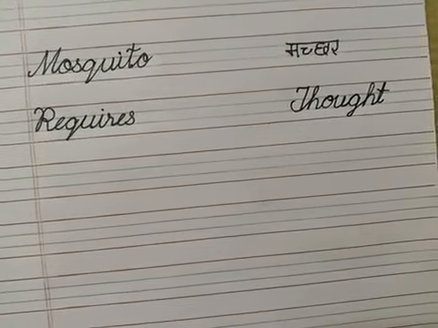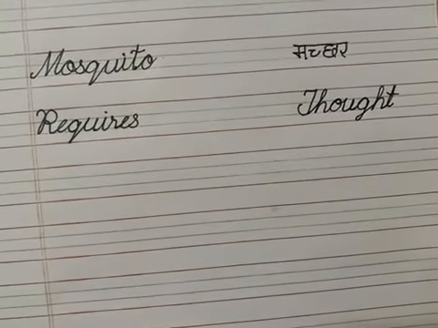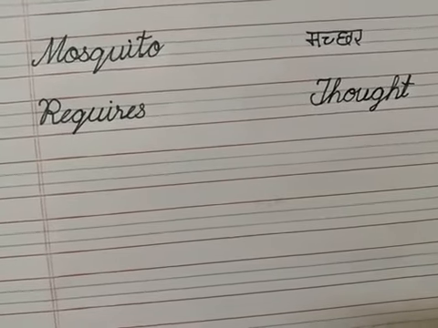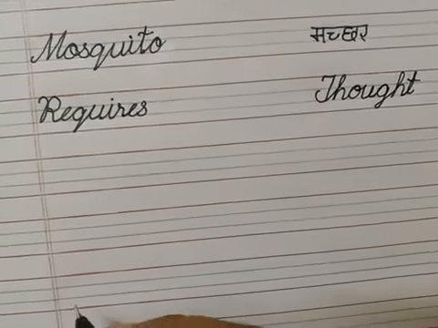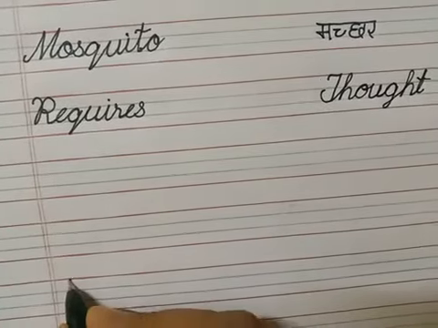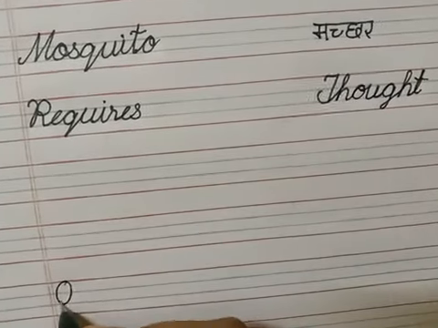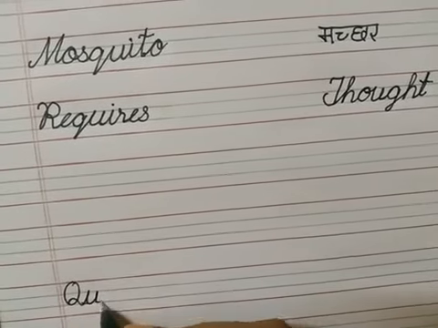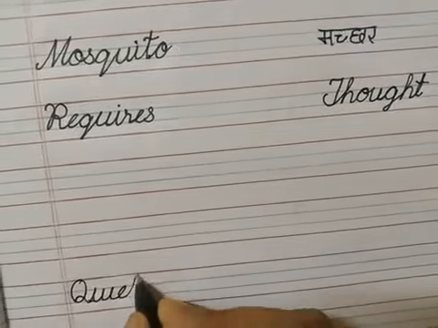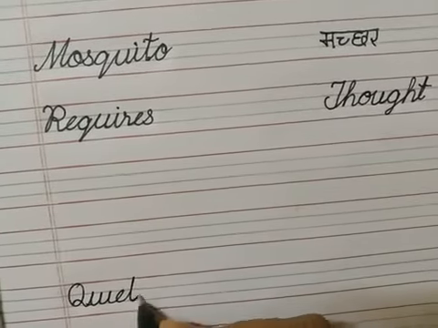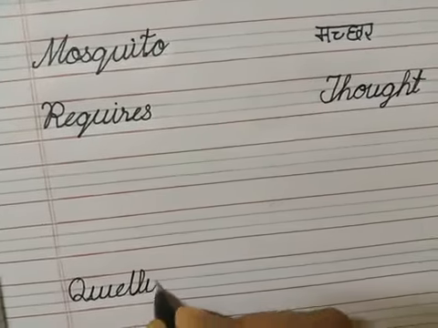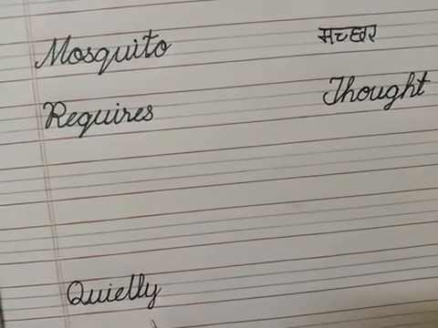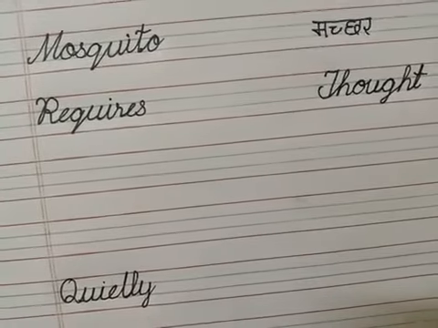Next, we are writing here two difficult words. Quietly. Q. Q-U-I-E. Quiet. Q-U-I-E-T. L-Y. Quietly. Say spelling of quietly. Q-U-I-E-T-L-Y. Quietly.